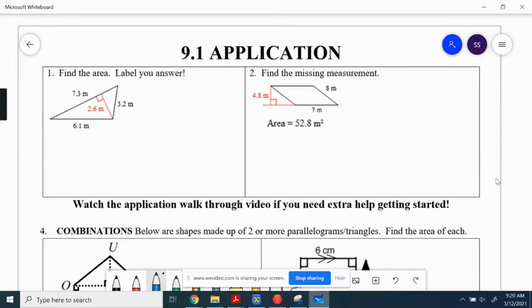All right, this is Geometry 9.1. We're looking at the application section today. Just wanted to get you set up with some of the problems that might be a little bit challenging for you. First couple look pretty straightforward. You should know how to do those.